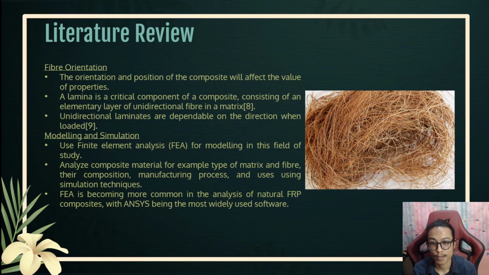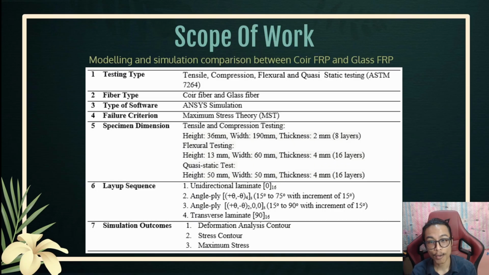For modeling and simulation, it uses finite element analysis, FEA, for modeling in this field of study. The second one is to analyze composite material, for example, type of matrix and fiber, their composition, manufacturing process, and uses, using simulation techniques. FEA is becoming more common in the analysis of natural FRP composite, with Ansys being the most widely used software. Scope of work.